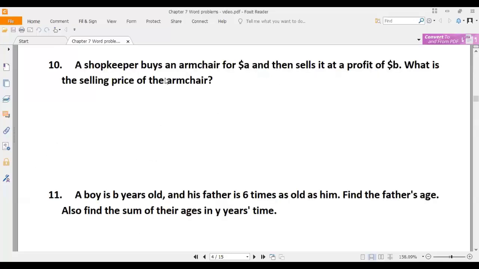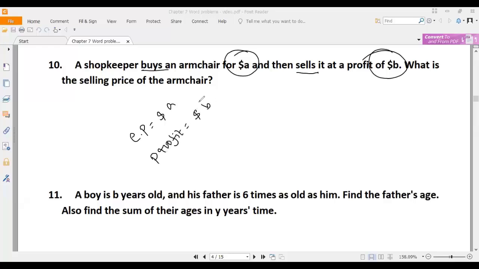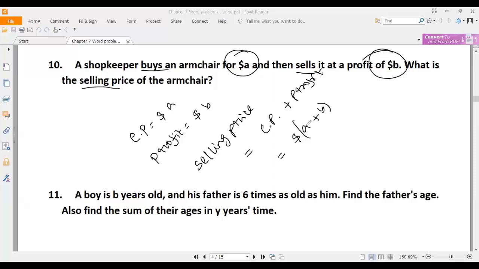Now, number 10. Number 10 says a shopkeeper buys an armchair for $A. That means buys. Buys means cost price. Cost price is $A and then he sells it at a profit of $B. What is the profit? Profit is $B. Then what is the selling price? We know that selling price will be cost price plus profit. Cost price will be $A, profit will be $B. So $A plus $B will be the selling price of the armchair.